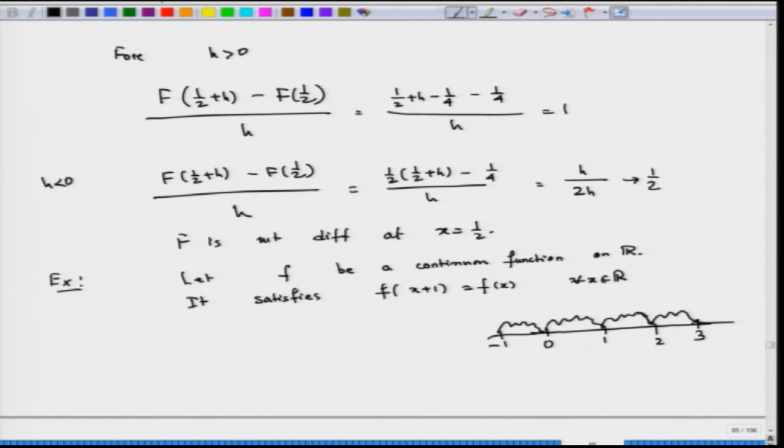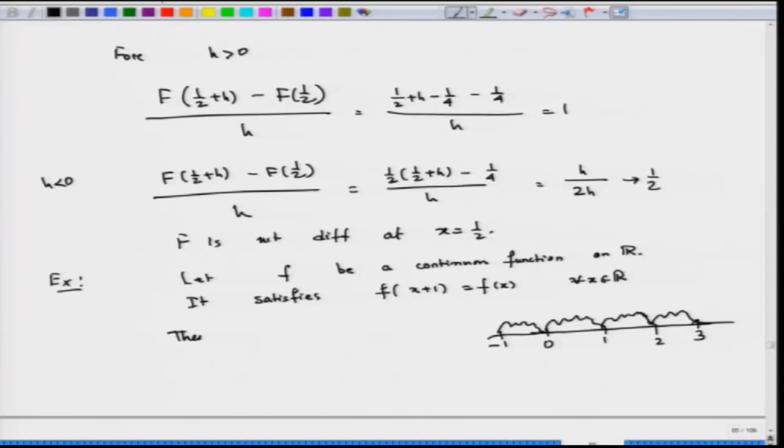So, you take the copy of 0 to 1 and then you put it everywhere: 1 to 2, 2, 3, 4, 5. Any n plus 1, they will look exactly similar. That is why we call this type of function a one periodic function. Then the integral from a to a plus 1 of f(t) dt is equal to the integral from 0 to 1 of f(t) dt.